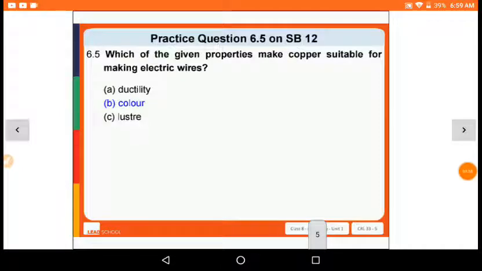So sorry, this is a wrong question here in the book. It is given: which of the following properties of copper cannot be used for making electric wire. The options are ductility, second good conductor of electricity, third is color and fourth is solidity. So then the answer will be color. But if there is a question which of the given properties make copper suitable for making electric wire, that is ductility, right? So here in your supplementary book it is given cannot, so the answer is color.